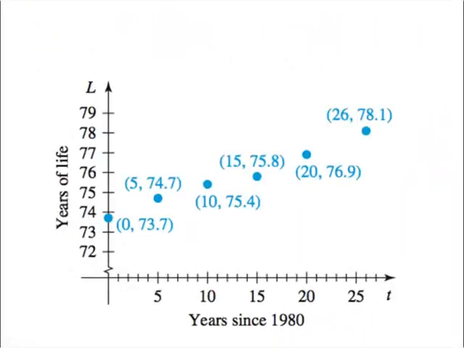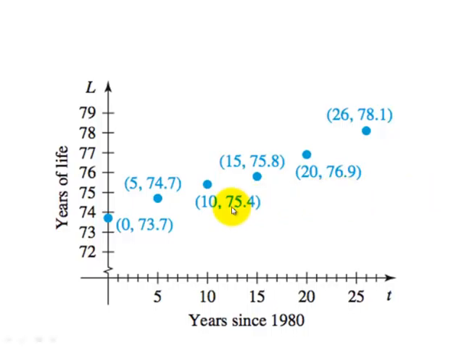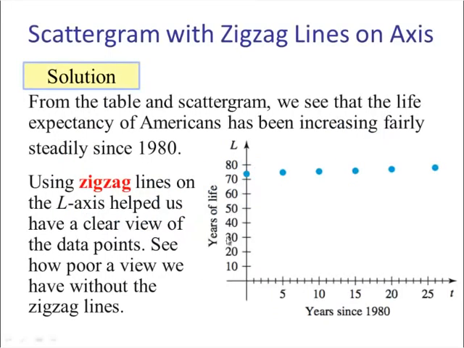So this is our scattergram. To answer our last question, we can see from the scattergram that life expectancy has been steadily increasing. Now this is to illustrate what the same data would look like if we did not use the zigzag lines. If we just plotted from 0 to our first data point, we see that this almost looks like a horizontal line.